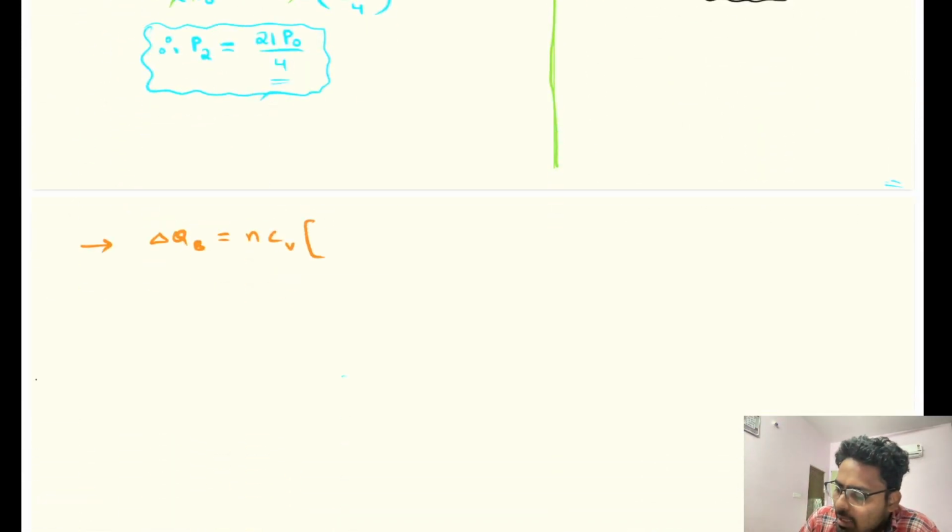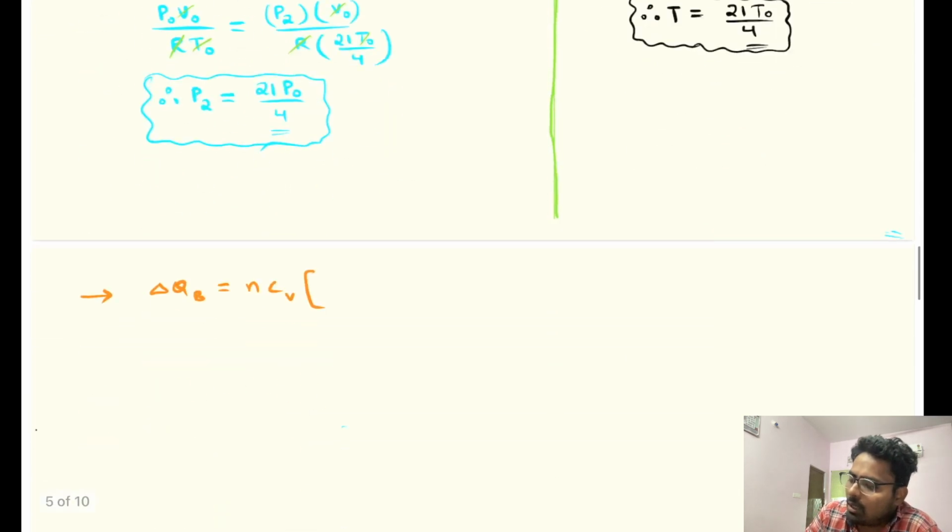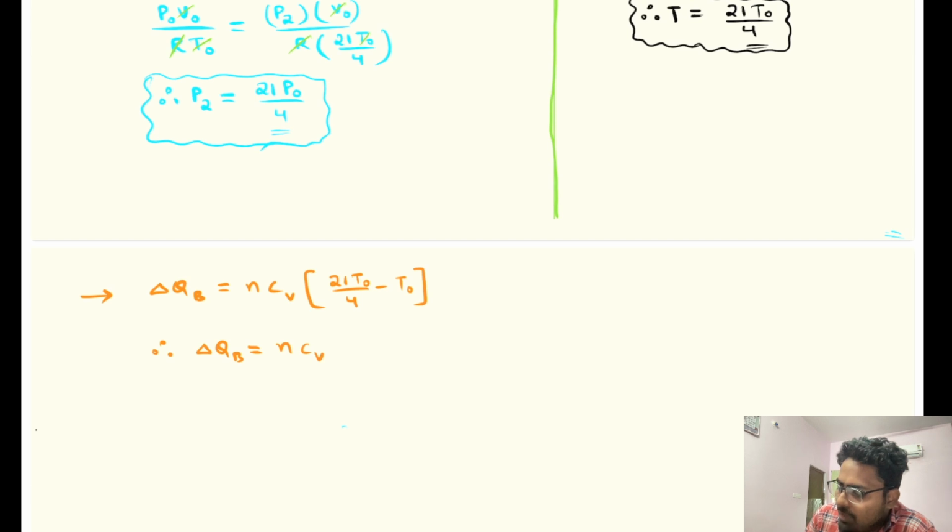n Cv delta T. Delta T is T final minus T initial. I got T final, and T initial is T naught. So delta T is 21 T naught by 4 minus T naught. Therefore delta QB, the heat absorbed by compartment B, is n Cv times 17 T naught by 4.